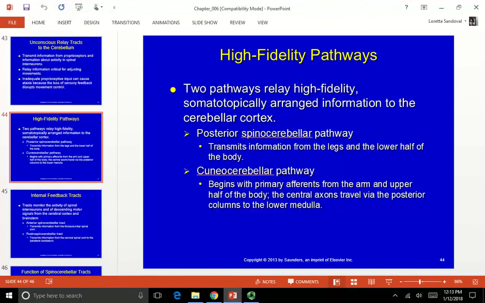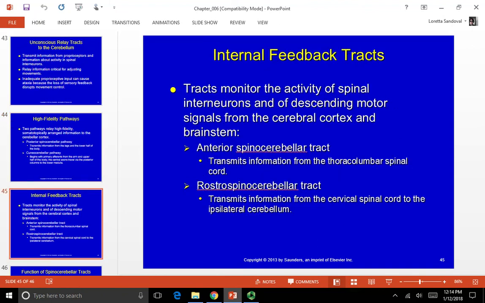So there are two pathways in the unconscious relay tracts, the posterior and the cuneocerebellar pathway. I do not expect you to know that. I just want you to know that they're both spinocerebellar pathways. But one transmits information from the legs and lower half of the body, and the other from the arms and upper half of the body. Kind of interesting, but there you go.